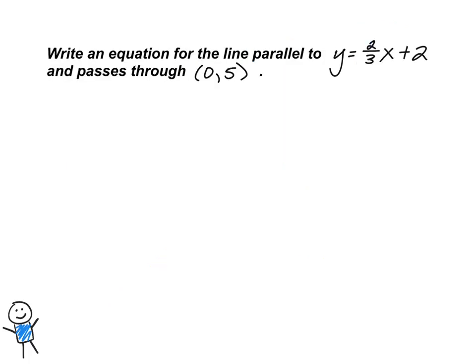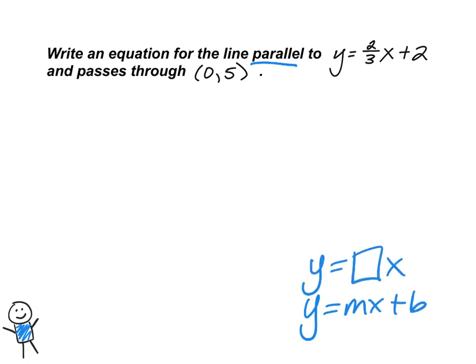On this next slide, we're asked to write an equation for the line that is parallel to y equals 2/3 x plus 2 and passes through the point (0, 5). Now remember, for writing the equation of the line, we need our answer in y equals mx plus b. I like to sometimes think of it as y equals a box x plus a box, meaning I've got to find the slope and the y-intercept before I can write the equation of that line.